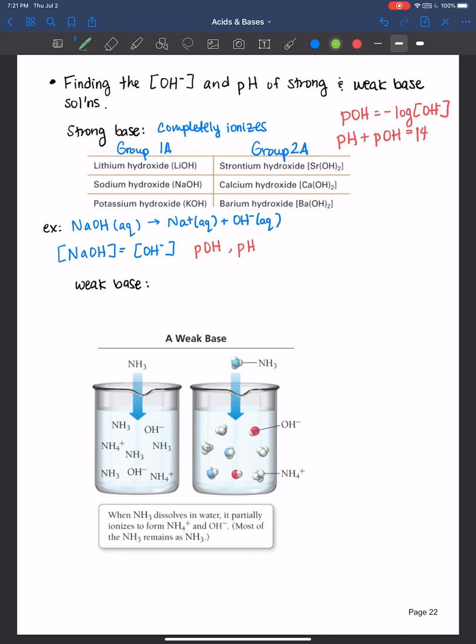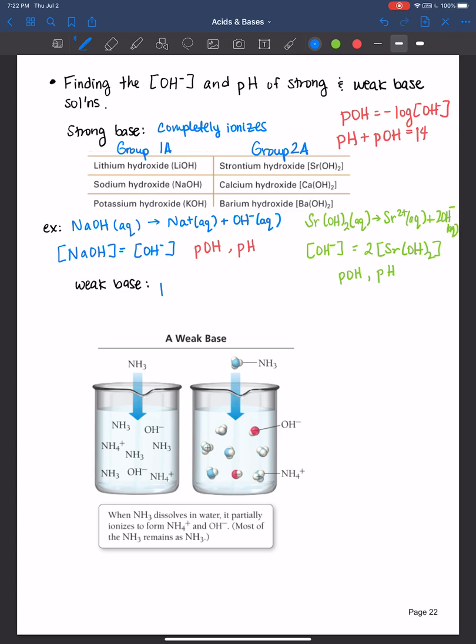Now, if you had strontium hydroxide as your strong base, then that breaks up into the strontium cation plus 2 hydroxides. And so the mole-to-mole ratio is a little bit different there. The hydroxide ion concentration would be equal to 2 times the strontium hydroxide concentration. So for example, if you had a 0.1 molar solution of strontium hydroxide, the hydroxide ion concentration would be 0.2 molar. But once again, once you figure that out, you'd find the pOH, and then you could find the pH of the solution.